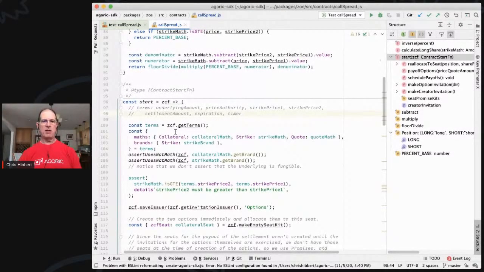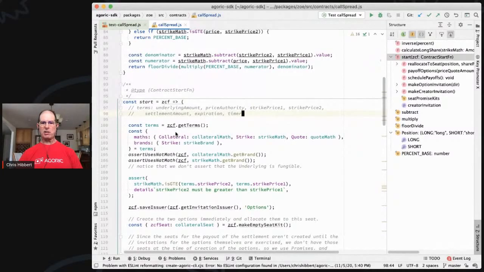This is an implementation of a call spread, as Joe Clark explained earlier. In my presentation of this contract, I'm going to talk about two major topics, each with a bunch of bullet points. The first overall topic is standard features of Zoe contracts. There are a lot of things that every Zoe contract needs to do, and so I'm going to go through how this contract interprets the terms, how it builds invitations, how it calculates the payoffs, and how we do the reallocation.